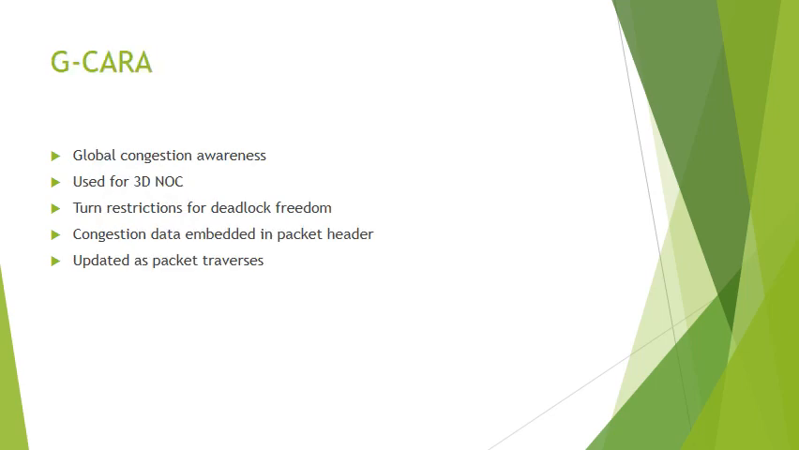First is the global congestion aware routing algorithm. This algorithm has global congestion awareness as opposed to local awareness, in which only a few neighboring routers are aware of their neighbor's congestion. It is used for 3D network-on-chip architectures.